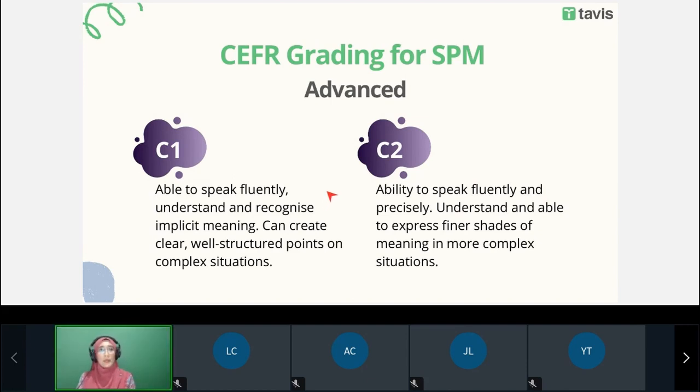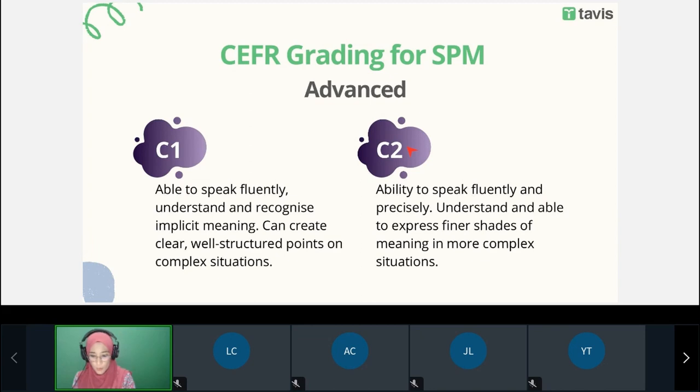For example, if I ask you, what do you like? If you only respond, I like nasi goreng. But if you want to improve more with your vocabulary, you can always say, I prefer nasi goreng. But instead of the words nasi goreng, you can put it into English. I prefer fried rice. So you can see the vocab here is different already. Again, same goes with C2.